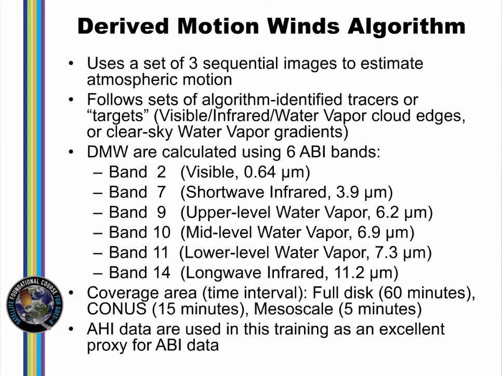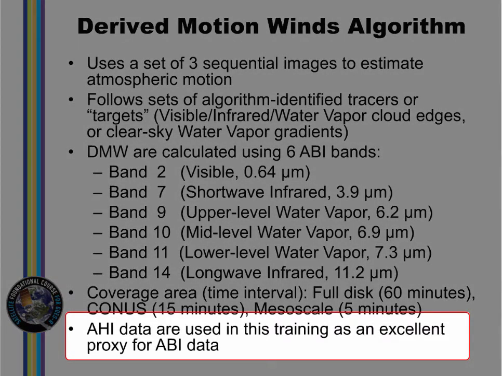In this training, AHI data from Japan's Himawari 8 satellite is used as a proxy for its very close cousin, ABI on GOES-R.